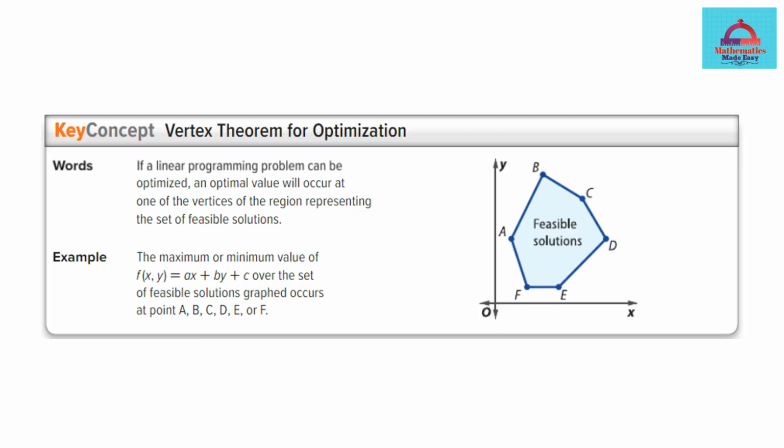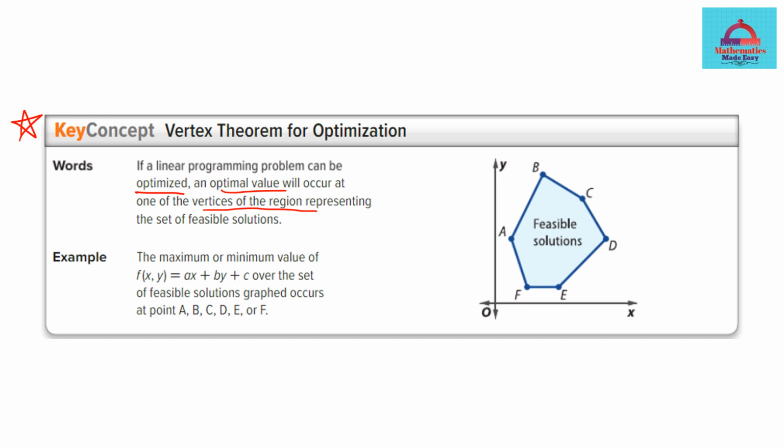So in this lesson, we will be using the key concept of vertex theorem for optimization, very important. So I will read it for you and then I'll explain. If a linear programming problem can be optimized, means we have to find maximum or minimum, then the optimal value will always occur at one of the vertices. Can I say vertices are the corner points?